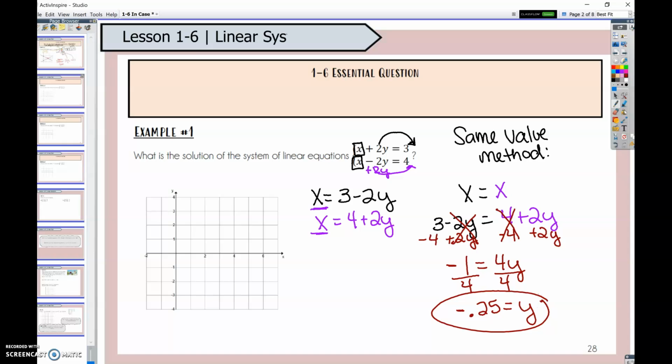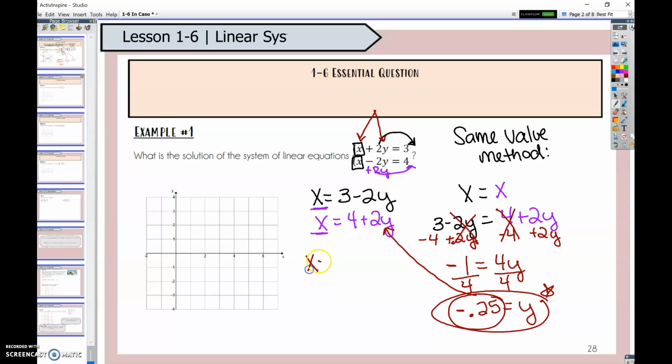Now with this system of linear equations, notice how we talked in the beginning. You have x's and y's this time. That's our main difference when you compare it to section 1.5. So when you want an answer, we want an answer with an x and a y. So I have my y, I need to find the x. I'm going to put this negative 0.25 in for any one of these y's. I'll go in this one, for example.